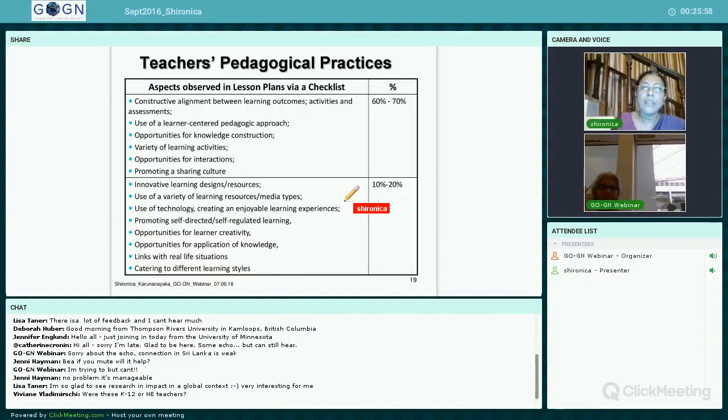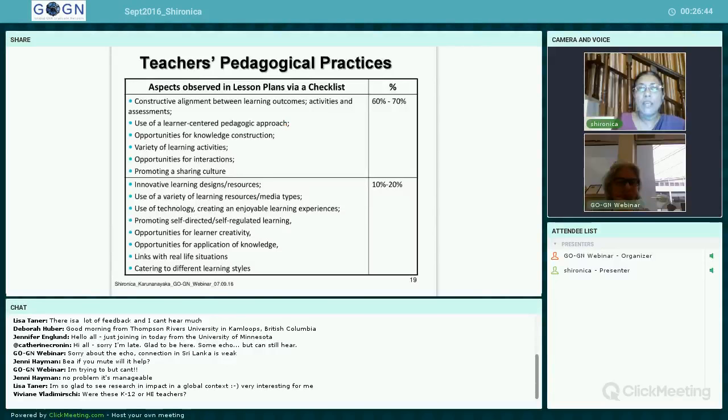And also about their lesson plans, these are aggregated results. Although they were using mostly learner-centered approaches and activities, when we looked at the instructional resource use, we couldn't see that they used a variety of learning materials and learning media types. That was very low. And use of technology was very low, as were opportunities for learner creativity and linking with real life situations. So these aspects were rated very low when we analyzed their lesson plans.